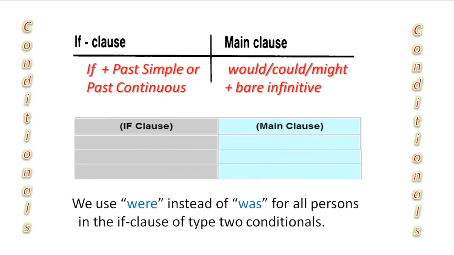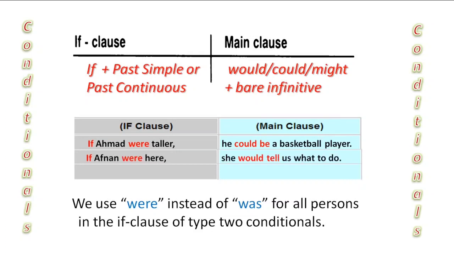We use were instead of was for all persons in the if clause of type 2 conditionals. If Ahmed were taller, he could be a basketball player. If Afnan were here, she would tell us what to do. If you were a doctor, what would you do?